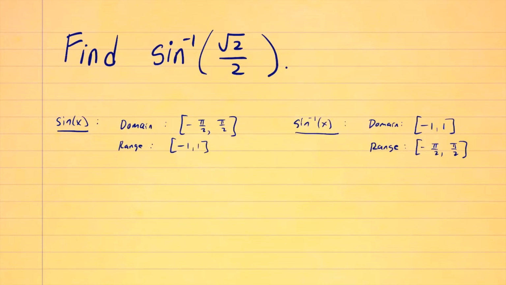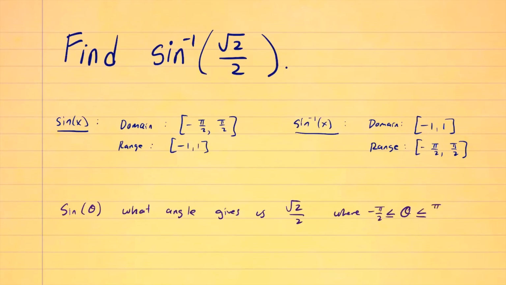For an inverse function, you start to ask yourself the question backwards. We're looking for an angle. We want to know sine of what angle gives us square root of 2 over 2, where that angle lies within the boundary of negative pi over 2 and pi over 2. Remember, it has to be within that range because that's the domain of sine. We restrict it. So what is that angle?